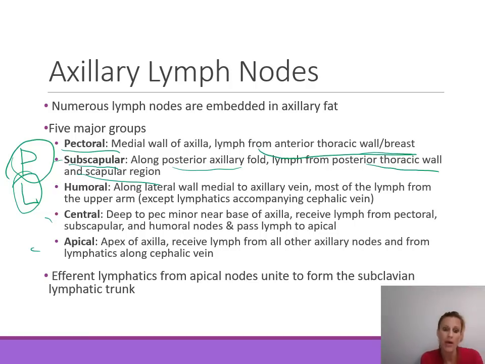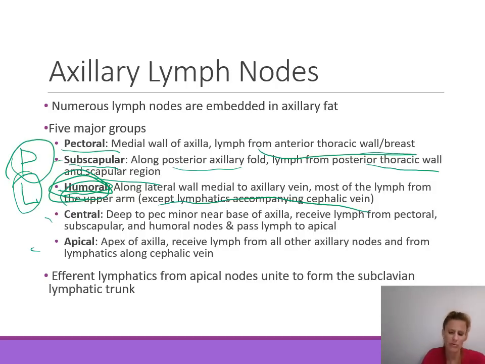Getting to the arm, the humeral or lateral nodes are along the lateral wall just inside or just medial to the axillary vein. Most of the lymph from the upper arm is going to go into the humeral nodes first, and then it'll pass through a series of other nodes. But most lymph goes to the humeral nodes initially, except the lymphatics that accompany the cephalic vein.